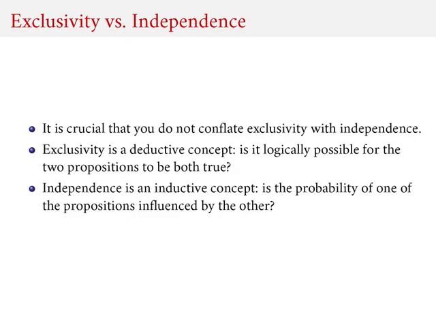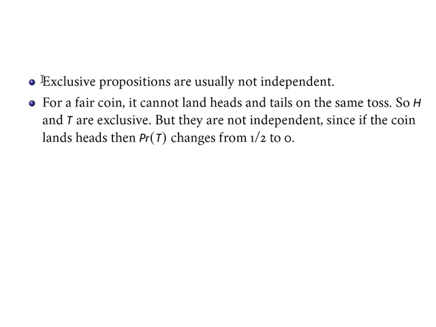So here are some examples to illustrate how these two concepts are different. When you have mutually exclusive propositions, those are usually not independent. So for a fair coin, it cannot land heads and tails on the same toss. So H and T are mutually exclusive. As I've stressed before, T is essentially just not H. So H and not H can never both be true. It's logically impossible for the coin to land heads and not heads at the same time. So H and T are mutually exclusive, but they're not independent.